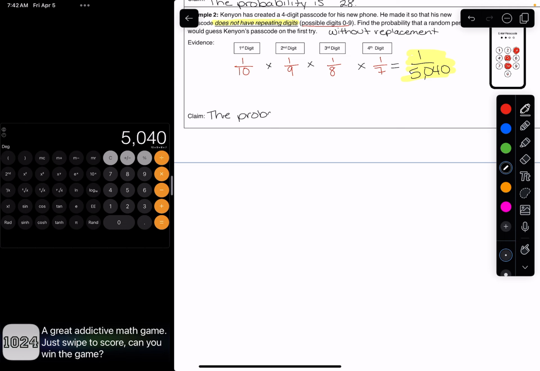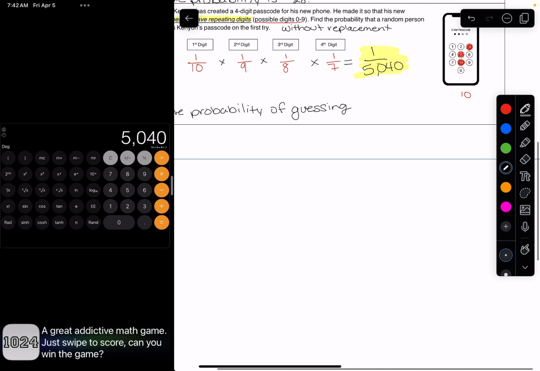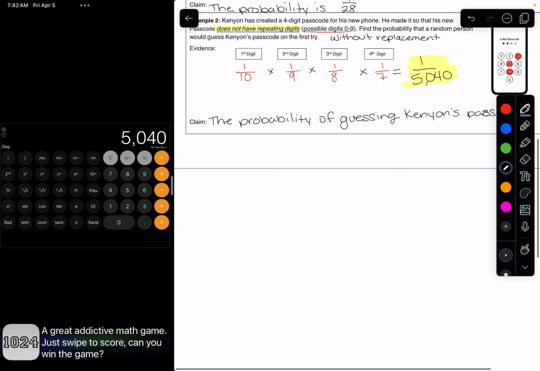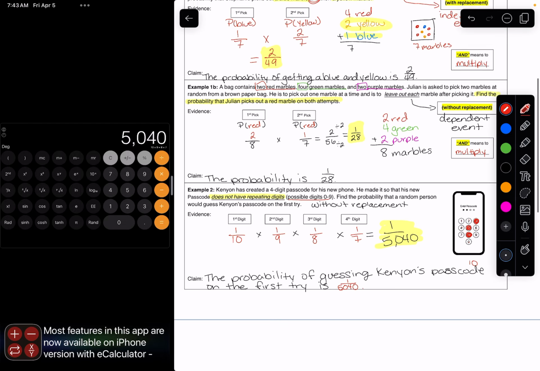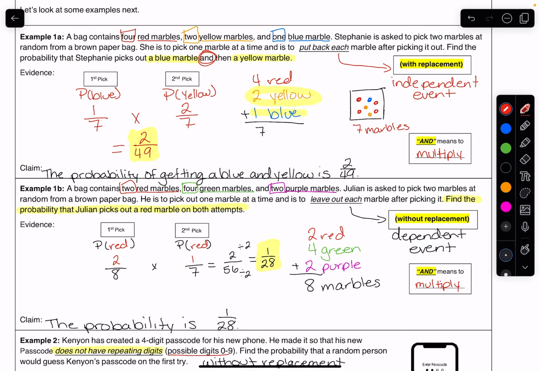The probability of guessing the passcode on the first try is 1 in 5,040. And there you go. That's how you do dependent events.